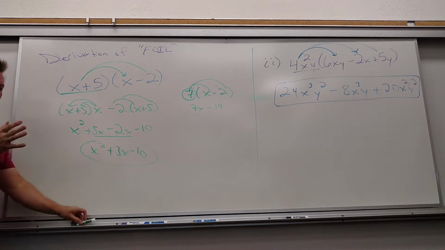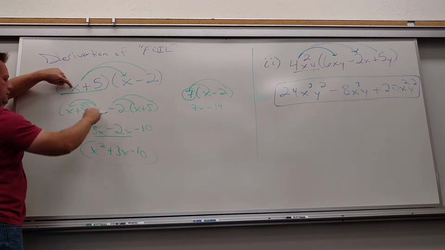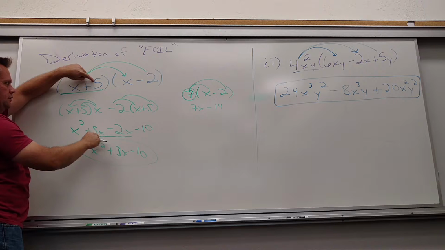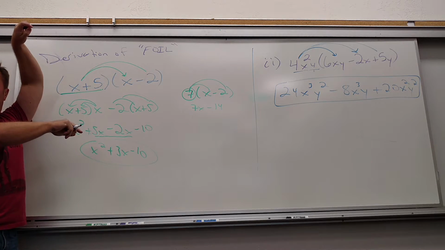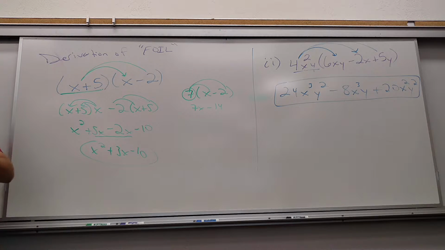So then we develop a shortcut. We say, look what I did. I actually took the x times x and the x times negative 2, the 5 times x and the 5 times negative 2. That's what happened here, right? So that's the way we do it, and we use the word FOIL foolishly, I think. We don't really need it. And if you know FOIL and you love FOIL, that's good. But you don't need it.